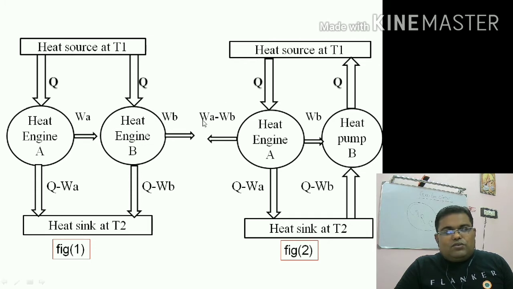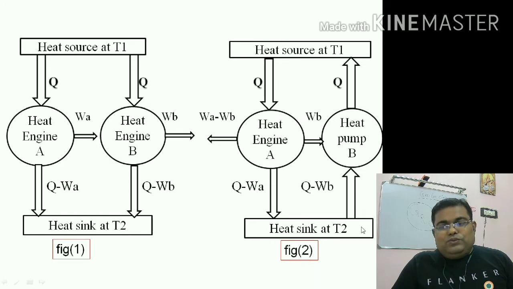This excess amount of work is coming out. So if we look at this combination of heat engine A and heat pump B, together they constitute a heat engine, right? If we combine these two, this will act like a heat engine. It is producing a net supply of work while exchanging heat only with one reservoir, that is heat sink T2. Basically, it's taking from here, and there is no contribution from the heat source T1.